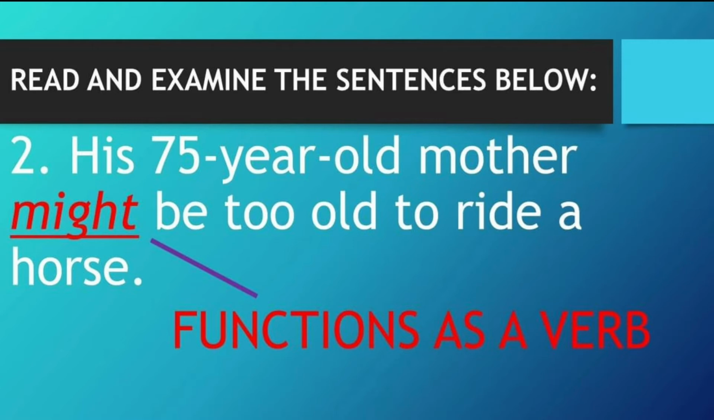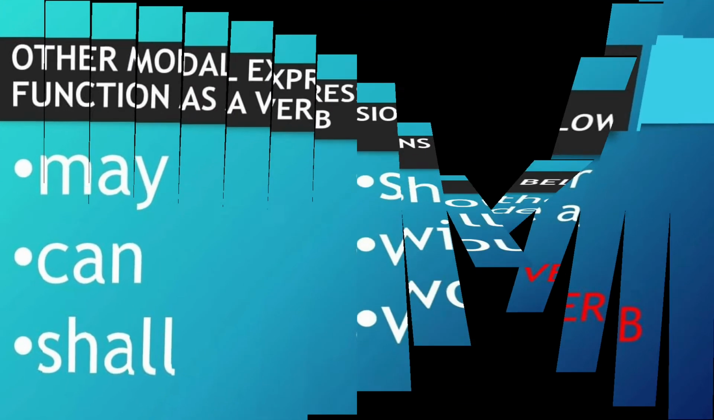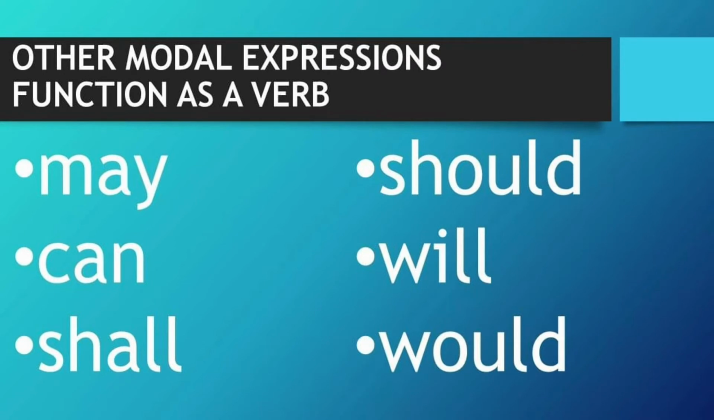The word "might" is an example of a modal expression that functions as a verb or action word. Aside from "might," there are other commonly used modal expressions that function as a verb. These are as follows: may, can, shall, should, will, and would.